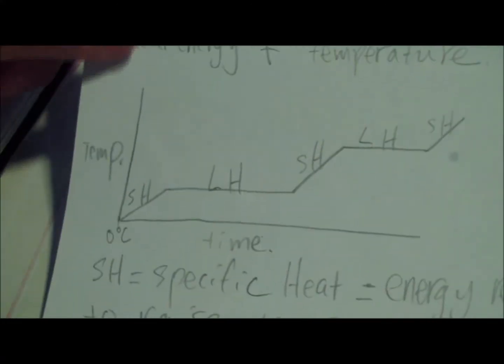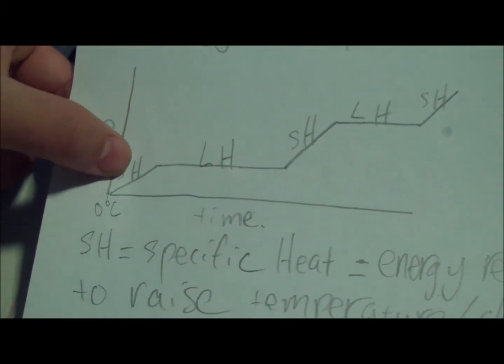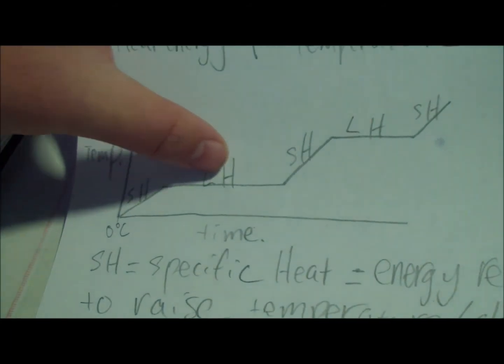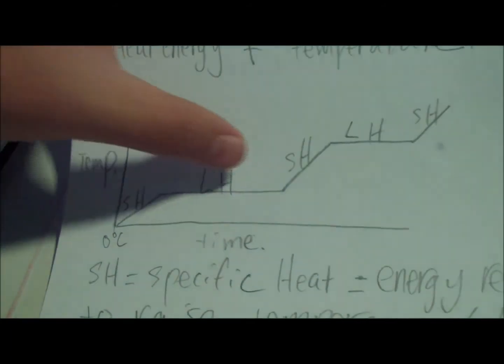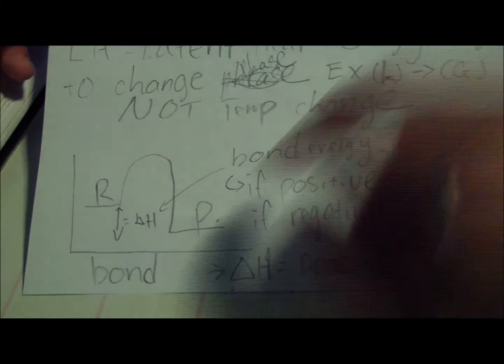Okay, so basically this graph shows that here, SH, specific heat, there's no phase change, only temperature change. And right here, latent heat, there's phase change, but no temperature change. And here it is again. Okay. And right here will be the graph of a reaction.